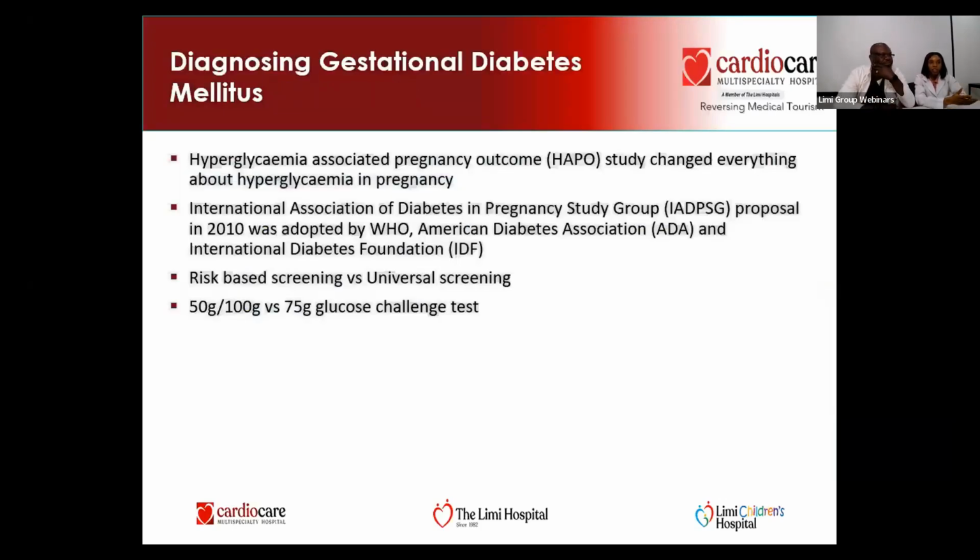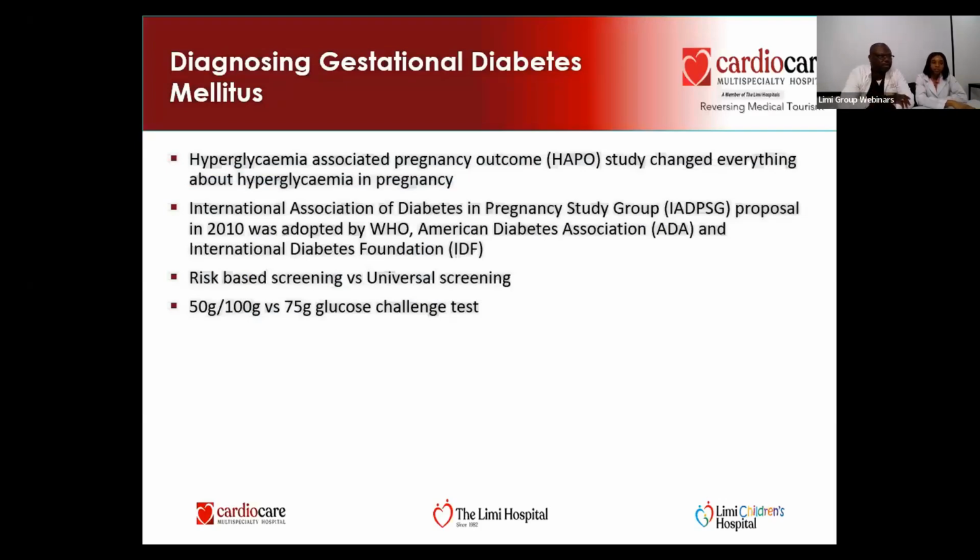So how do you make a diagnosis of gestational diabetes? The Hyperglycemia and Adverse Pregnancy Outcome study changed everything about hyperglycemia in pregnancy. According to the IADPSG proposal in 2010, which was adopted by WHO, the American Diabetes Association and the International Diabetes Federation, there is risk-based screening versus universal screening, which involves using the 50 gram over 100 gram versus the 75 gram glucose challenge test.